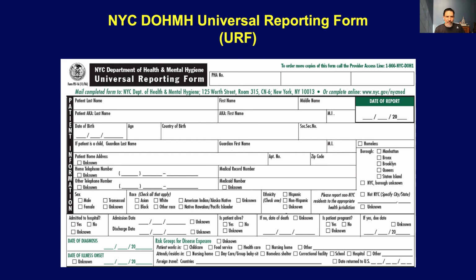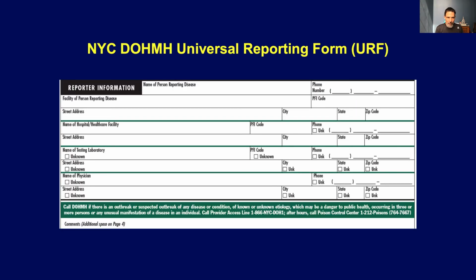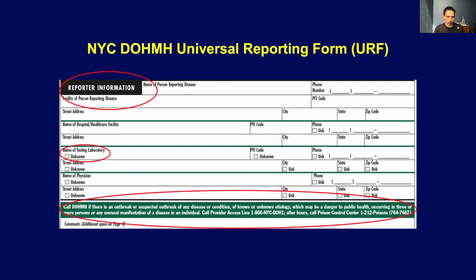It's about 4 pages long, but you can complete it online instead of a hard copy, and it has places for patient information. Importantly, it's getting things related to the date of diagnosis and the date of illness onset if there was illness. So this is what providers are filling out when they're reporting a so-called case of disease or another notifiable event. They also capture information on who's completing the form, who's reporting the case.